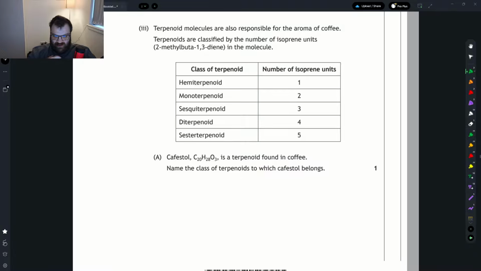Next one was to work out the number of isoprene units. Isoprene, as I said earlier, are C5 groups. We can check that as well. Buta is 4, meth is 1, so 5. Terpene here, so that's going to be 4 units big, and it tells us here 4 units is diterpenoid. Right.